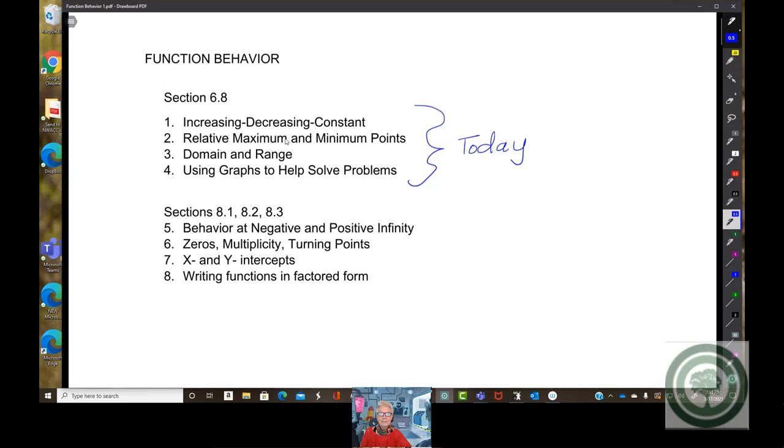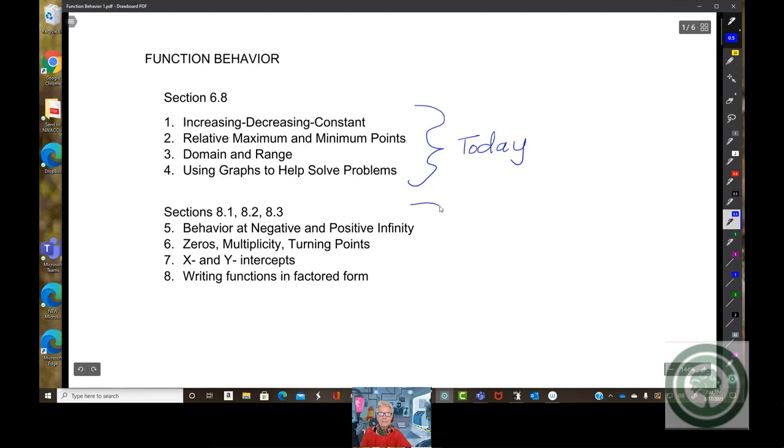Relative maximum points and relative minimum points. We talked about that yesterday a little, only as it regards quadratics. Today, we're going to be including other kinds of polynomials. Domain and range, we've already dealt with that, but we're still going to deal with it again today. And using graphs to help solve problems.